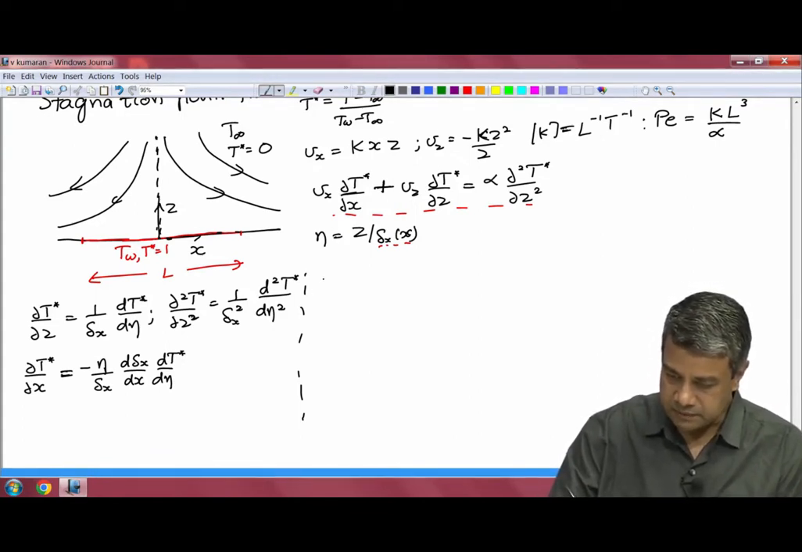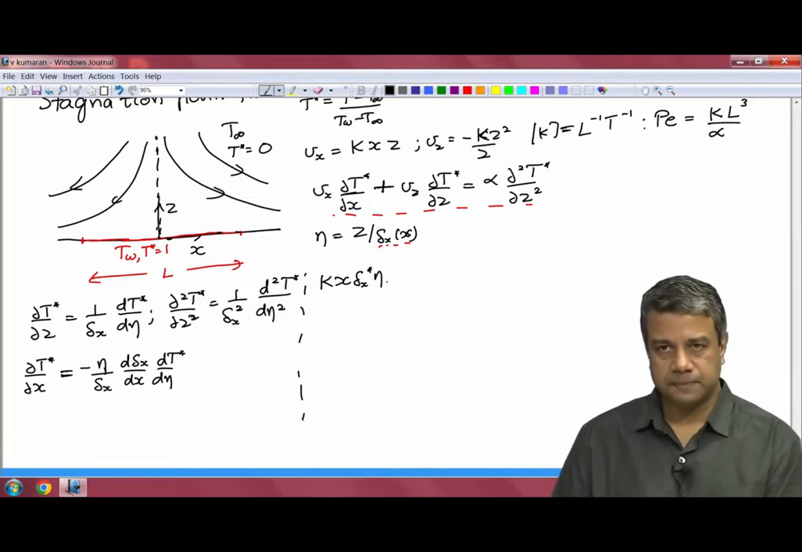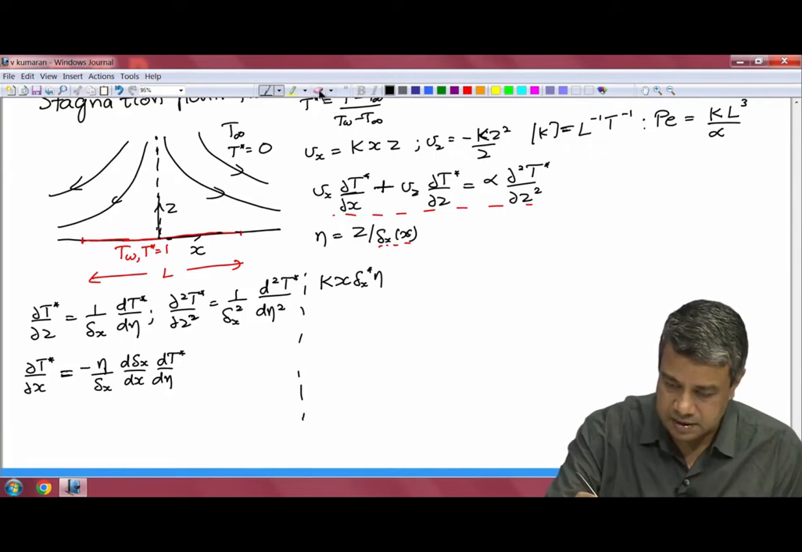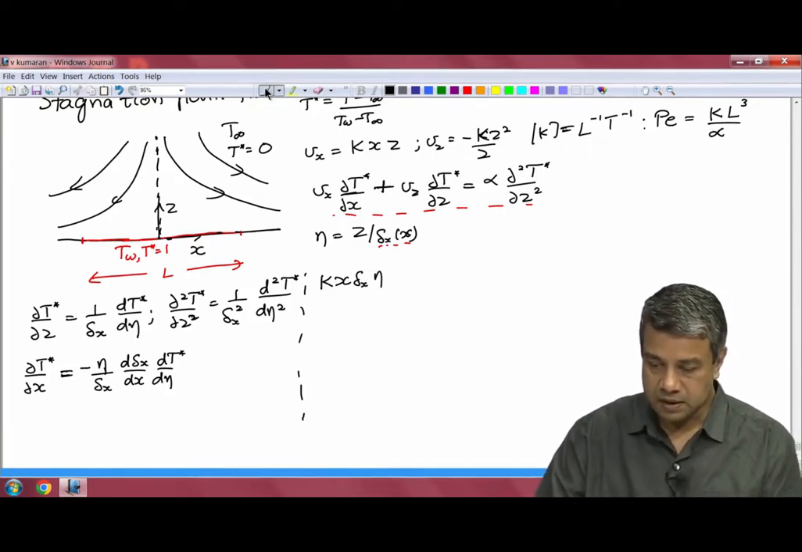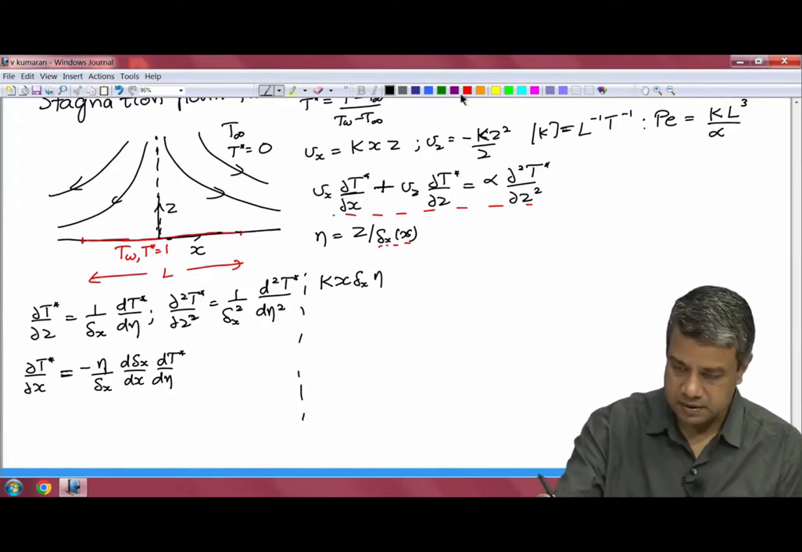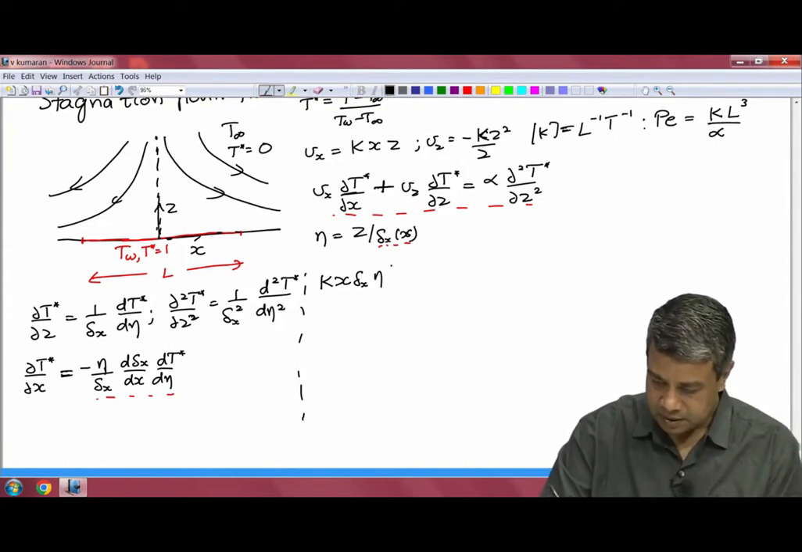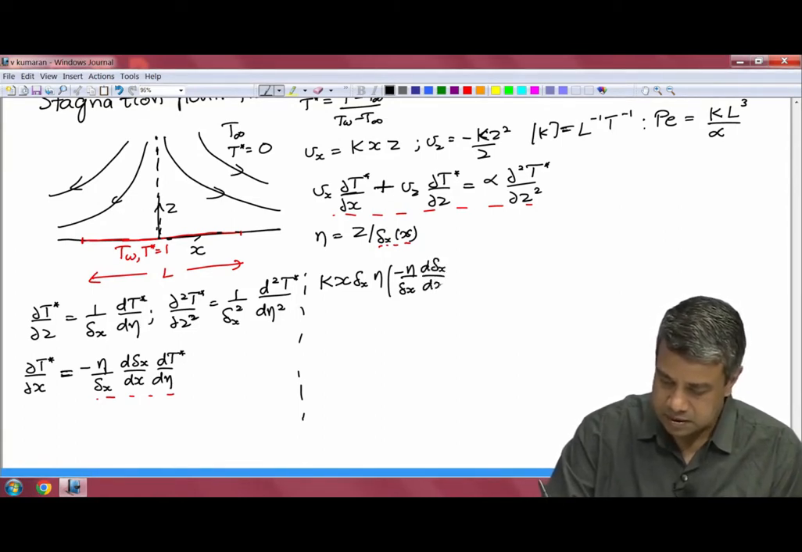So, the first term, the velocity k times x times delta x star eta. Okay. Z is delta x times eta, there is no star here, it is just delta x times eta, into the derivative with respect to x, into minus eta by delta x d delta x by dx dt star by d eta.